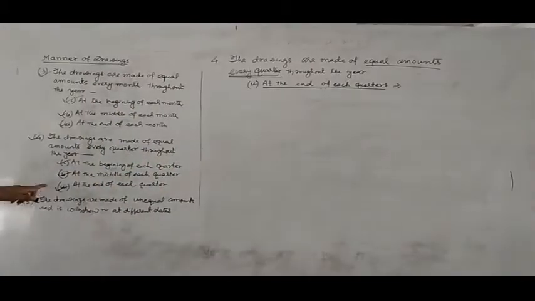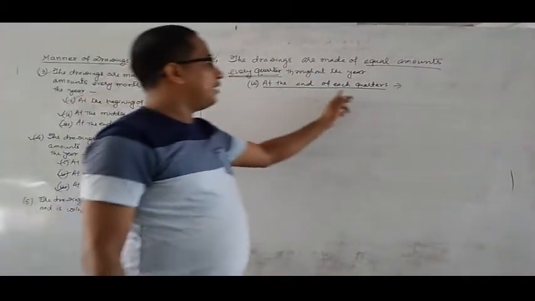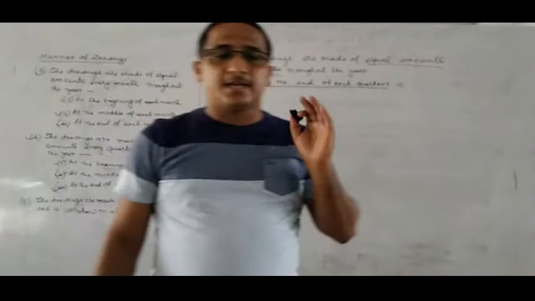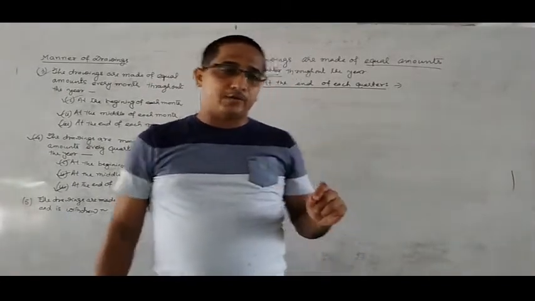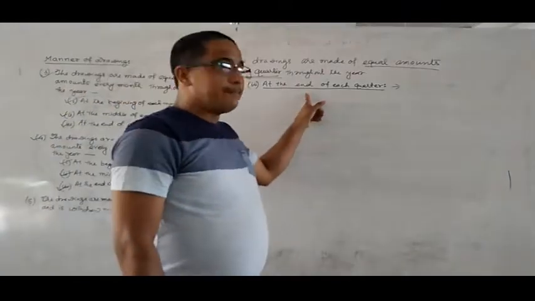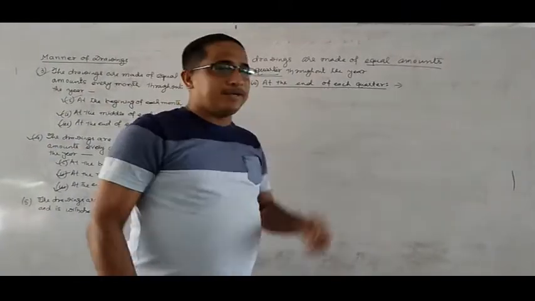Third topic is at the end of each quarter. If the drawings are made at the end of each quarter, it means an equal amount is withdrawn by the partner for his personal use at the end of each quarter.